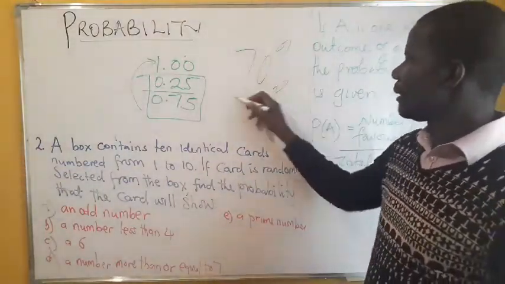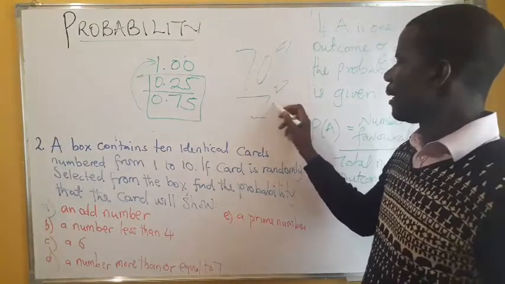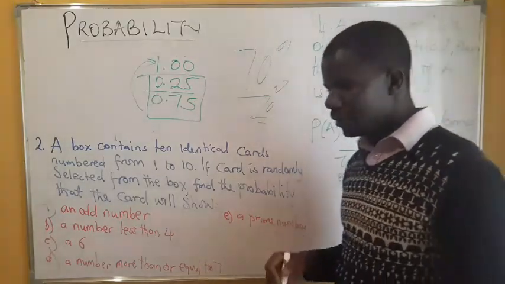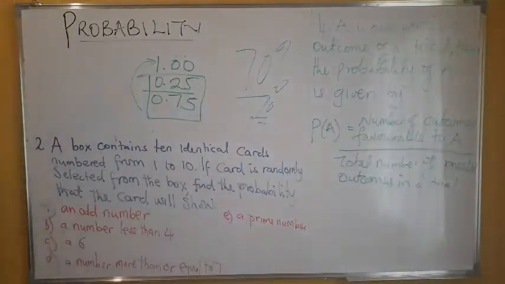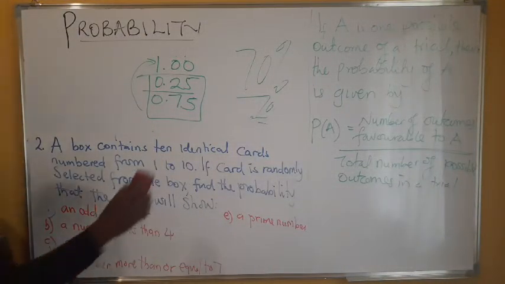I've also mentioned something about percentages. 70% is 70 over 100, which is 0.7. It's important also to know that.